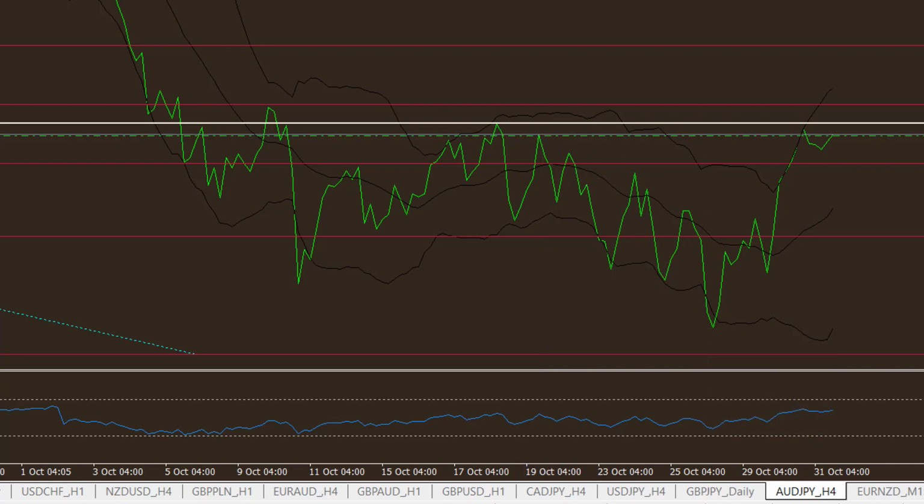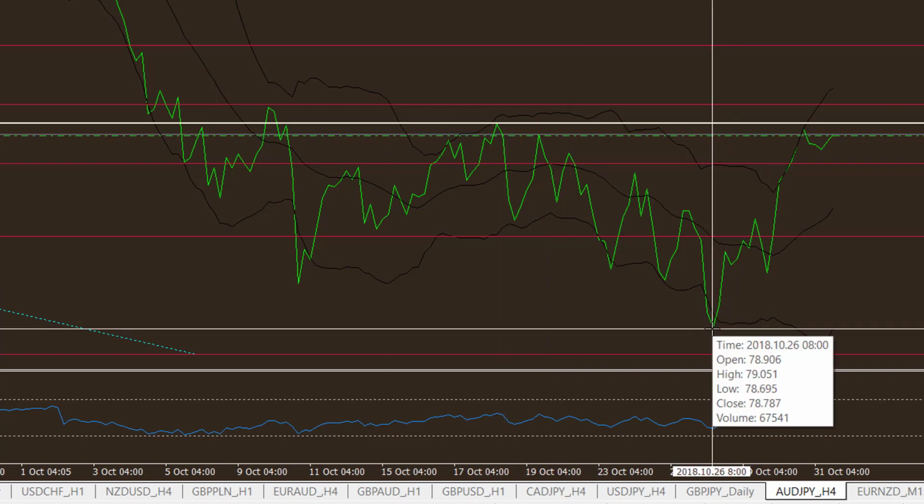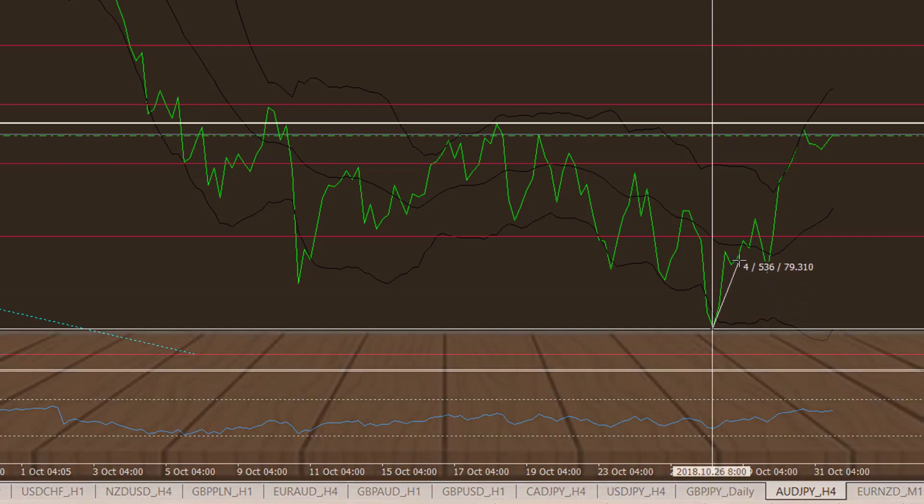Now, we're only going to go down so far. We can do this all over again, right? We hit the bottom or an area of support. That's what it's called sometimes.